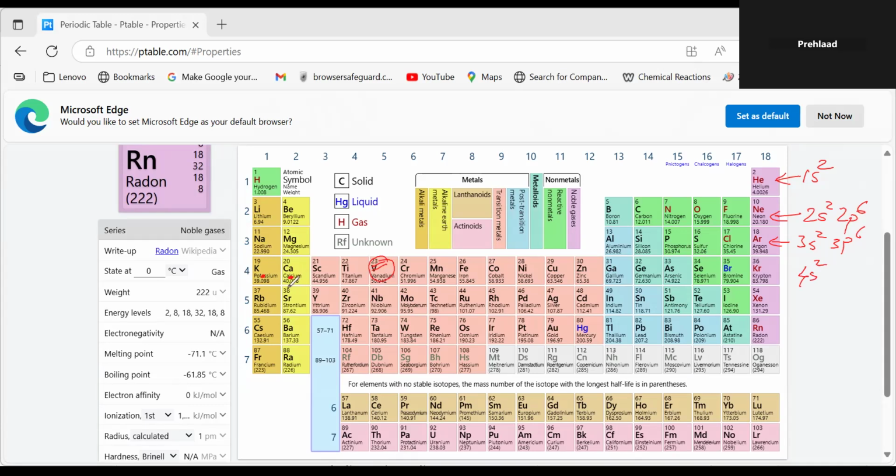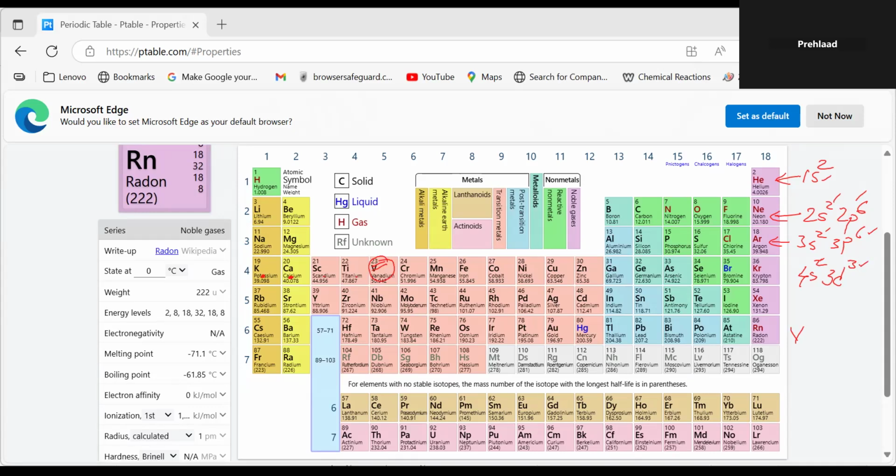From 4s, now I am entering into d. So it is 3d, correct? It is n minus 1, so 4 minus 1 is 3. Then 1, 2, and 3. So 3d3. So the vanadium electronic configuration is 1s2, 2s2, 2p6, 3s2, 3p6, 4s2, 3d3.